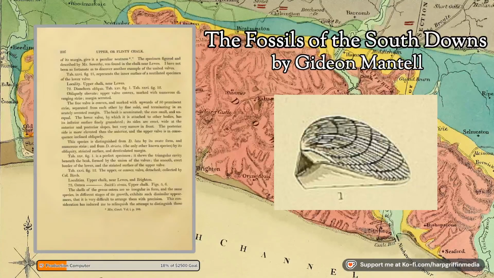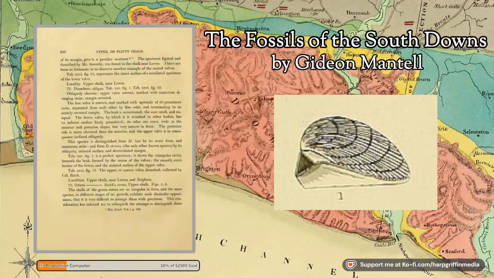Its sides are erect, wide at the anterior and posterior slopes, but very narrow in front. The posterior side is more elevated than the anterior, and the upper valve is in consequence inclined obliquely. This species is distinguished from D. lata by its ovate form and numerous striae, and from D. striata, the only other known species, by its obliquity, striated surface, and denticulated margin.